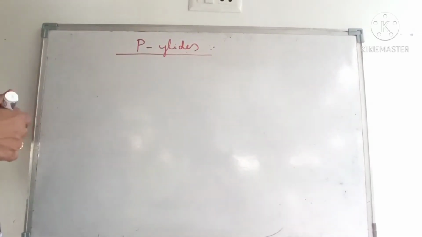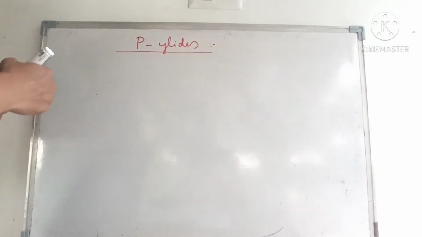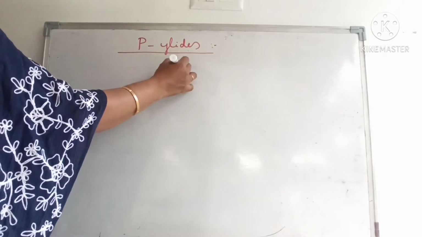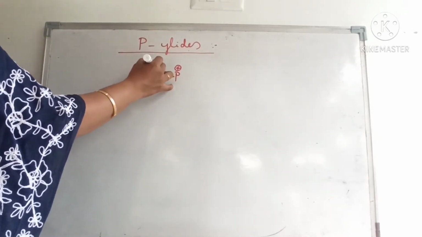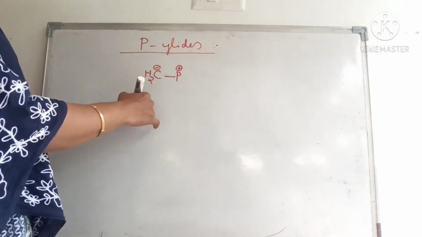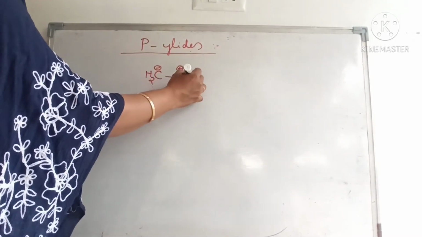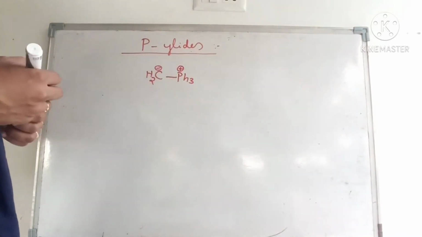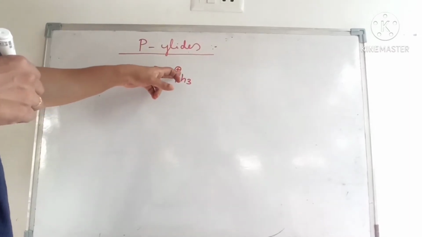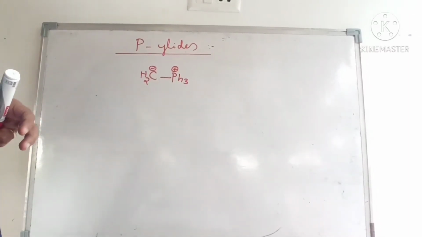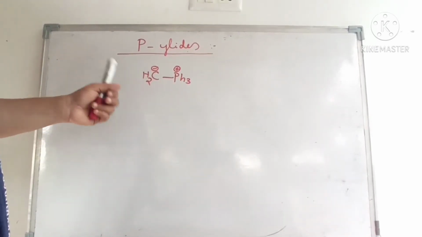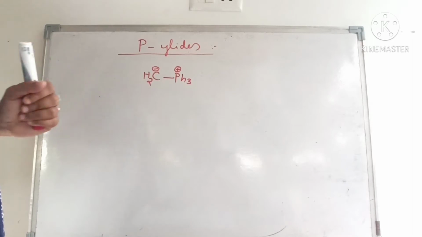Phosphorus ylides are ylides in which phosphorus carries a positive charge. The carbon attached to phosphorus will be like CH2 minus. So this could be phosphine, simple phosphine itself. Here there is a zwitterionic nature, carbon having a negative charge and phosphorus bearing a positive charge. So this is basically a phosphorus ylide, or you can call it a phosphonium ylide.